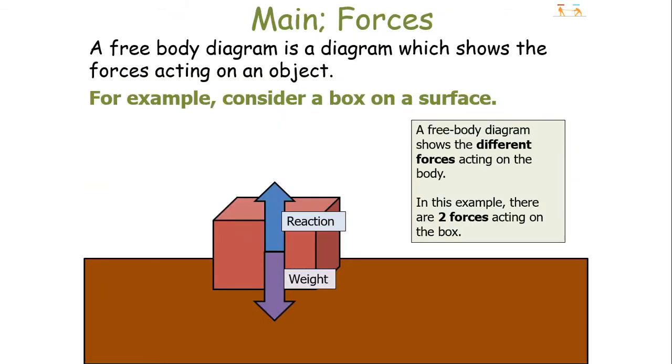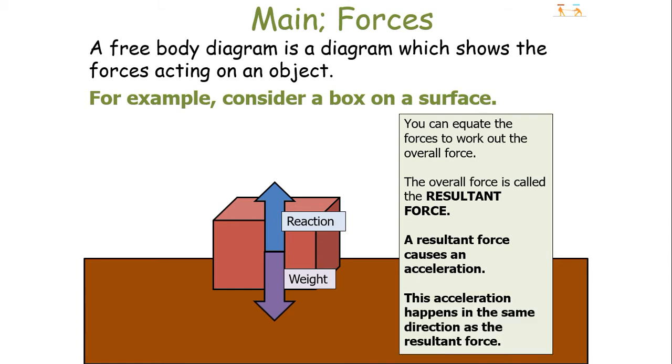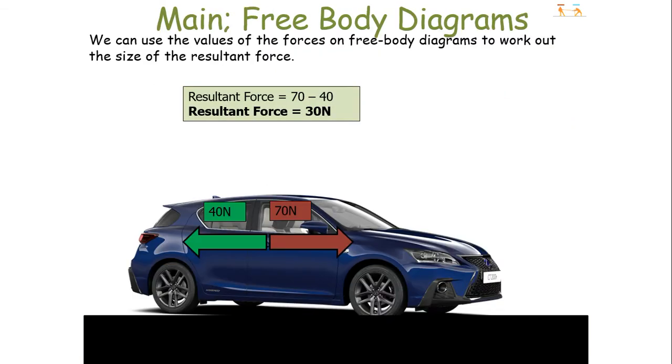So for example, this free body diagram shows two different forces acting on the body, reaction acting upwards and weight acting downwards. Now you can then equate the forces to work out your overall force or your resultant force, and remember, resultant force causes acceleration. This acceleration happens in the same direction as the resultant force. In this example, because the arrows are the same size but in opposite directions, you'll see that these two forces cancel out. There's no resultant force, the object will not accelerate.